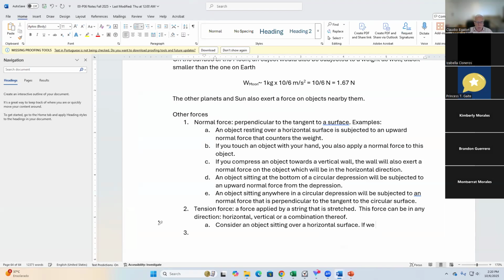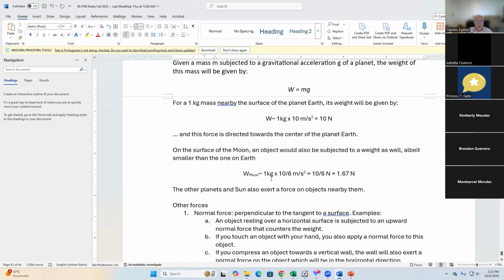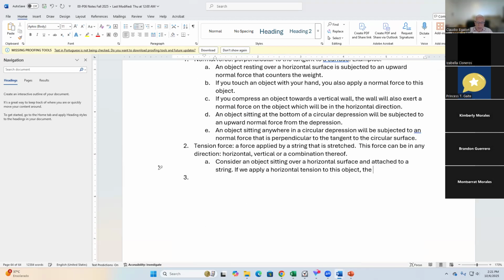If we apply a horizontal tension and attach it to a string, if we apply horizontal tension to this object, the object will tend to move unless there is another force countering the tension.